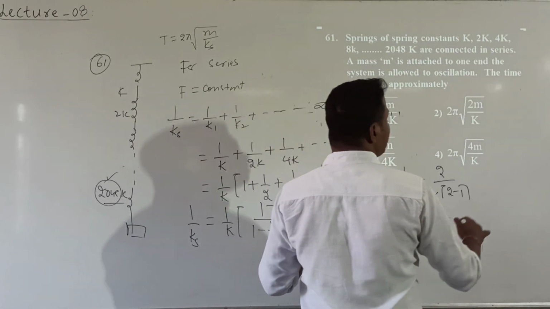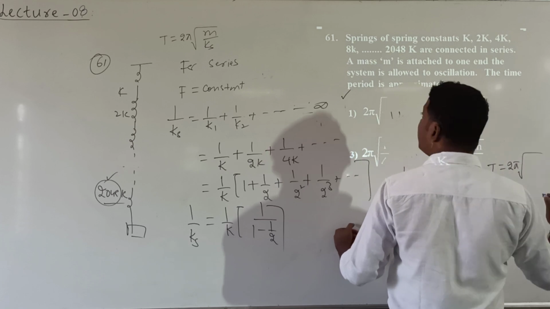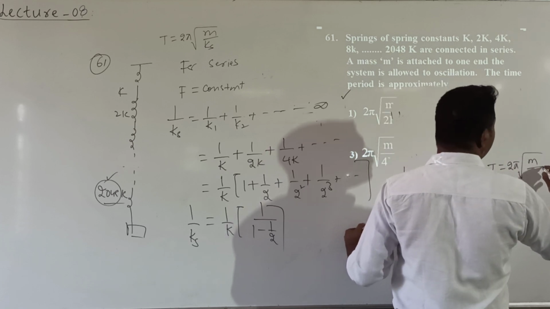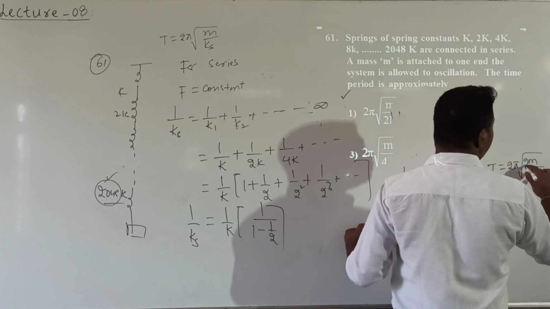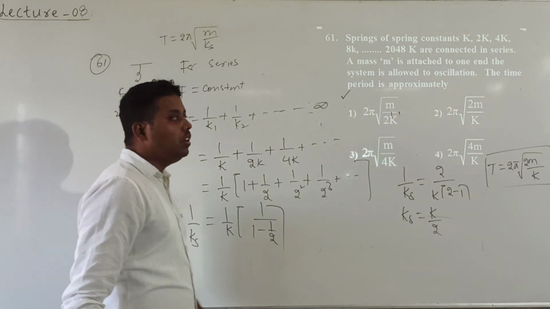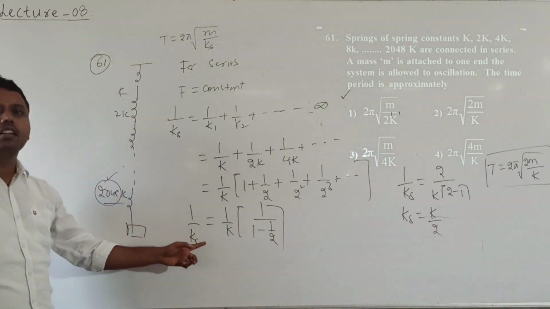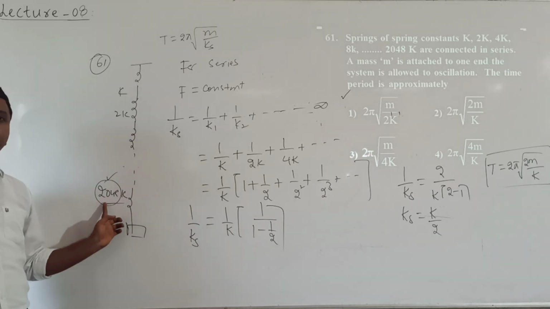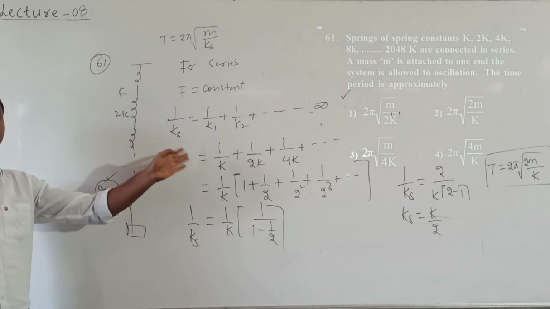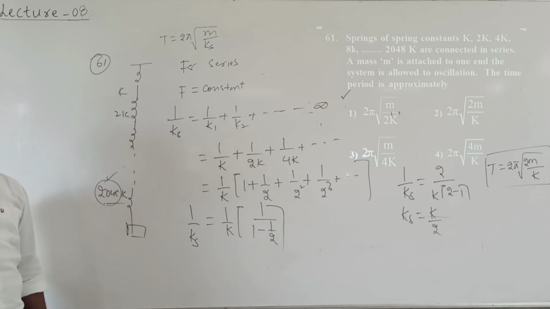When Ks is equal to K by 2, what is the time period formula? 2 pi into root over m divided by Ks value K by 2. 2 will go to the numerator. T is equal to 2 pi into root over 2m by K. Okay now, question understood? Though it is not given as infinite, I have taken the values as very large, so that's why infinite. Okay?